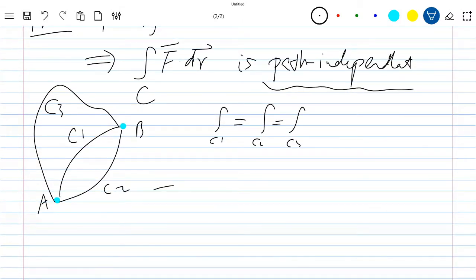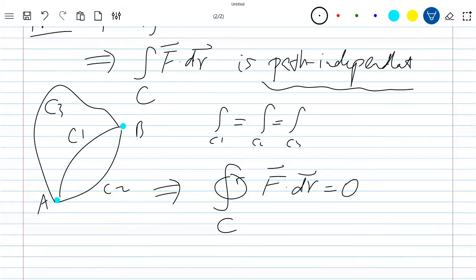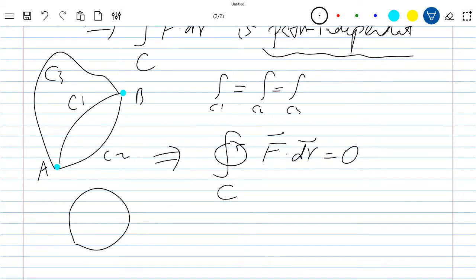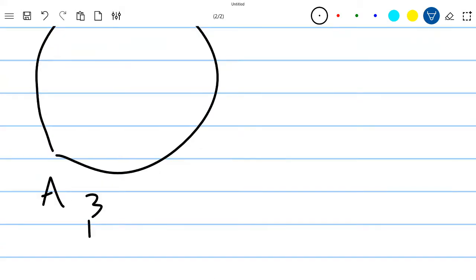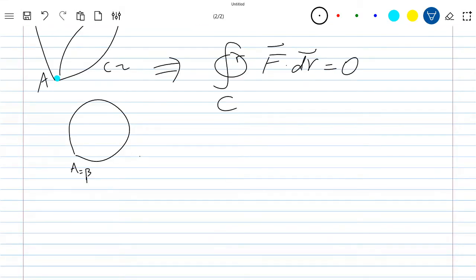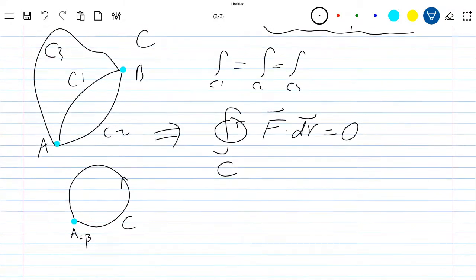And it can be written in another form. If you integrate along a closed path C, then this must be 0. By closed path, I mean something like that, which you can regard as A equals B, because you start and end at the same point. So this is a closed path C. So for a closed path, A equals B.